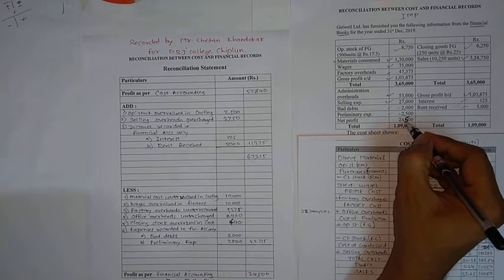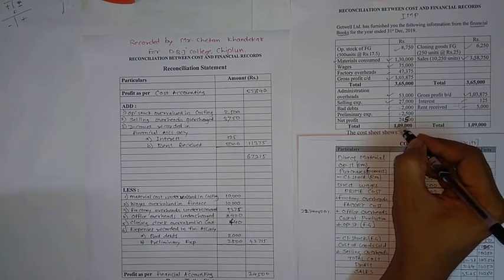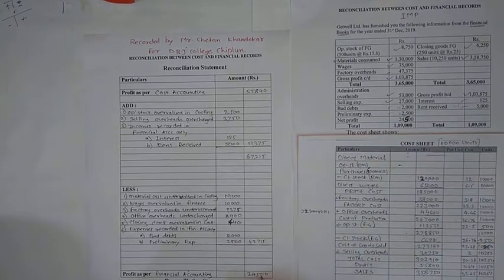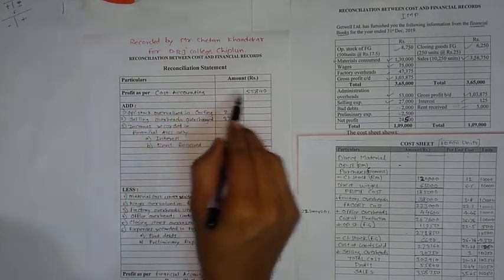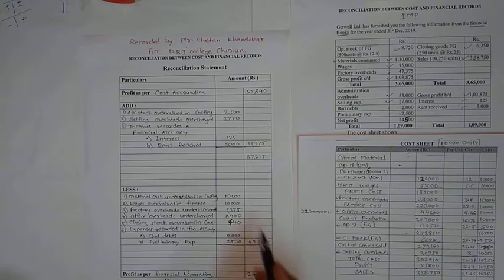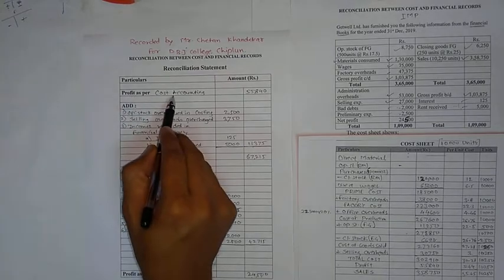This profit is shown here. There is a slight correction. There was a printing mistake. So after correcting, this profit should be 24,500, as our calculated amount is same. Starting point was profit as per costing, ending point is profit as per financial accounts. And for this reconciliation statement, you have to follow the format which starts with profit as per costing.